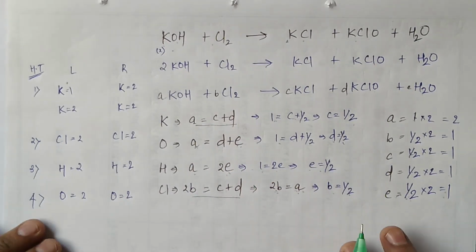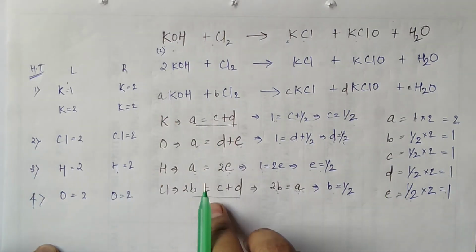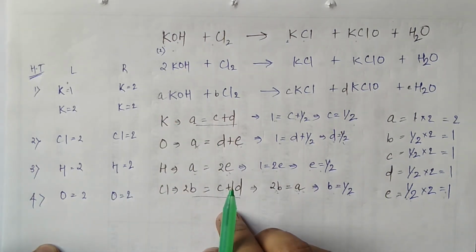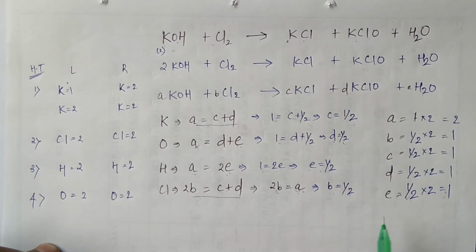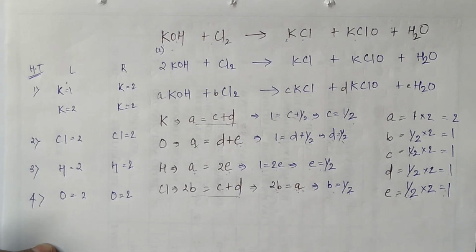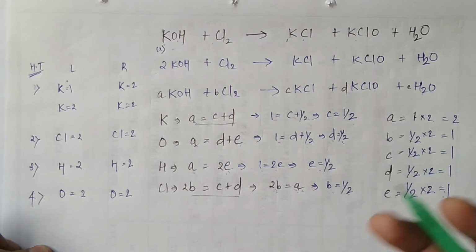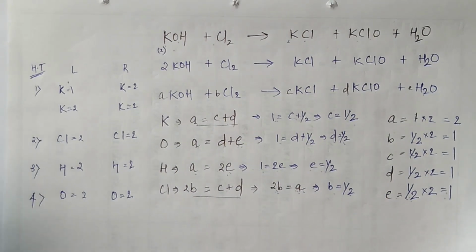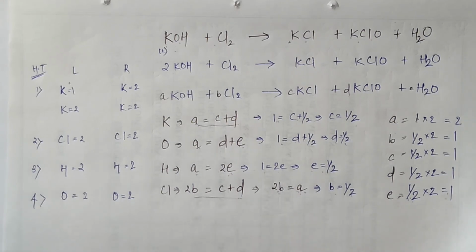So this method works everywhere. You only need to first understand how to frame the equations and then take any one of the coefficients as 1. Once you take any coefficient as 1, the rest is completely solved. Here I have taken A equal to 1. In different types of equations, you can take any coefficient as 1, and you will get the answer perfectly.